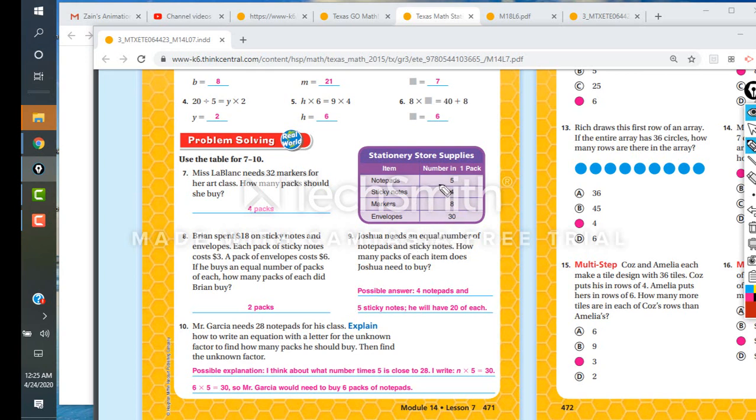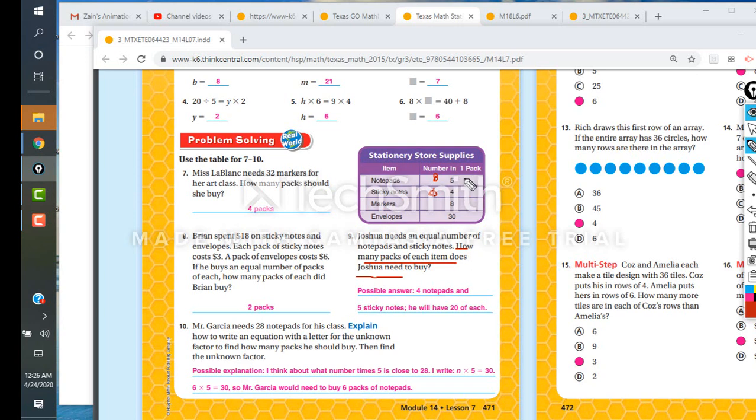So where are my notepads? So 1 pack, that's 5. And sticky notes, sticky notes count 4. So it's asking you how many packs. So I'll do the same as I did before. So if I go to 5 times 1, okay, that's not going to work. 5 times 2, that's not going to work.